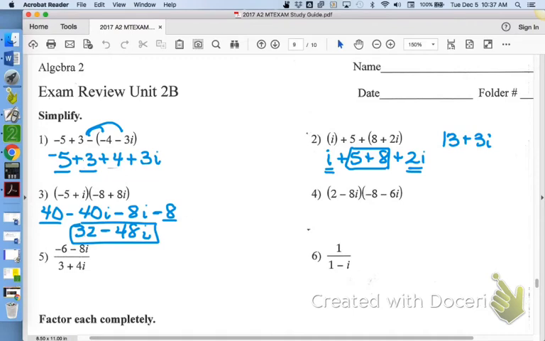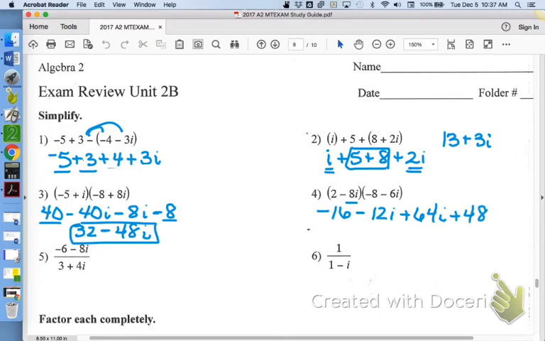All right, number 4 is pretty much the same way. 2 times negative 8 is negative 16. 2 times negative 6 is negative 12i. Now I'm going to distribute the negative 8i. It's going to give me a positive 64i and a positive 48i squared.